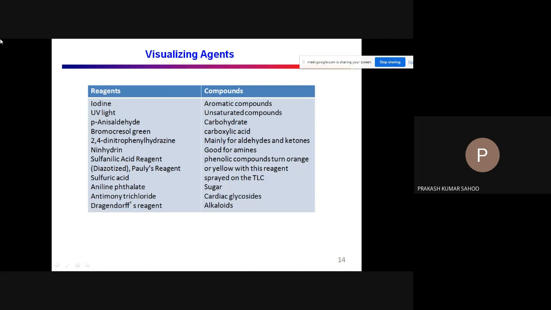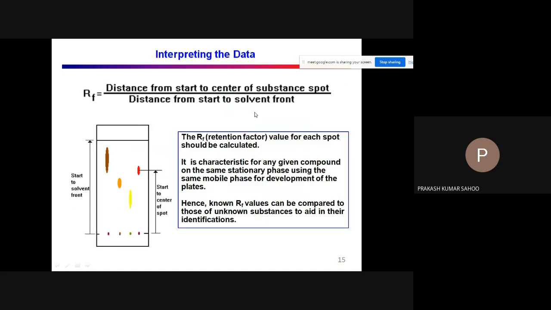Then if it is Dragendorff's reagent, just search it online. It is for alkaloids. Then how can we interpret the data? It is interpreted using a factor known as the retention factor.